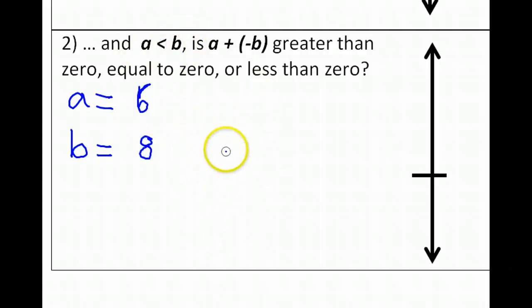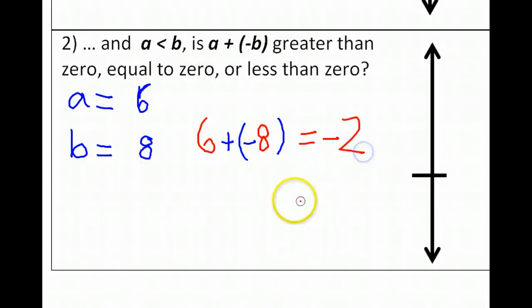So now I just have to plug these into my equation to understand the answer. So I said A is 6. I said B is 8. So if I add those together, I get -2. So what I'm showing is that this is less than 0. If I have a number A that's less than B and I add A plus a negative B, my answer will be less than 0.